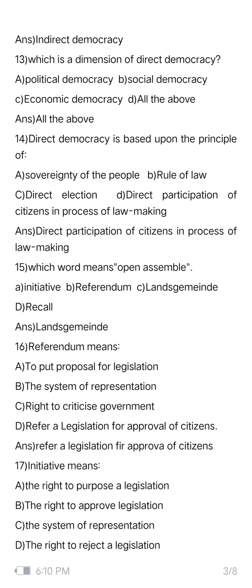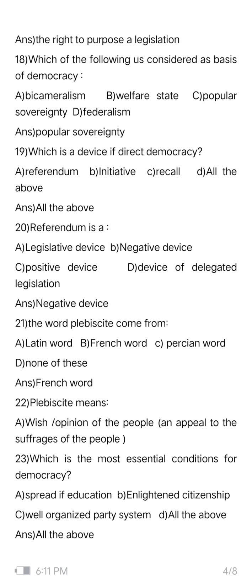Option A, the right to propose a legislation. Option B, the right to approve legislation. Option C, the system of representation. Option D, the right to reject a legislation. Initiative means the right to propose a legislation.